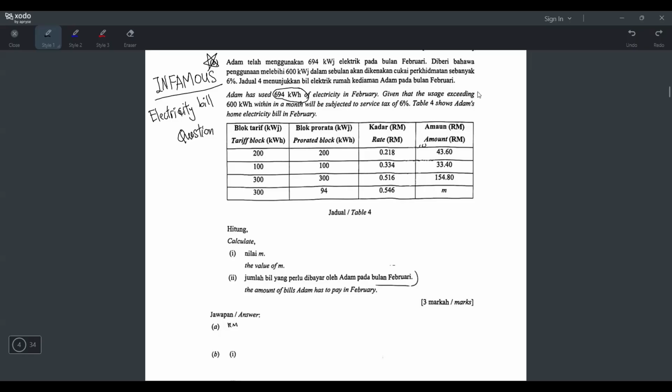And then they say, given that the usage exceeding 600 will be subjected to a service tax of 6%. So when they come out, the electricity bill is always like that. It's always exceeding a certain amount, you have to pay 6%. And then Table 4 shows Adam's home electricity bill in February.